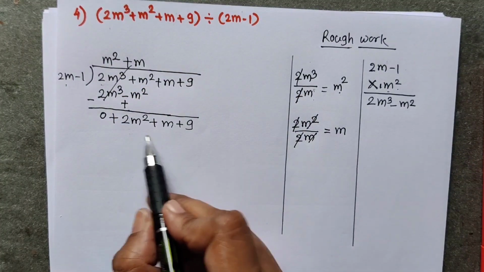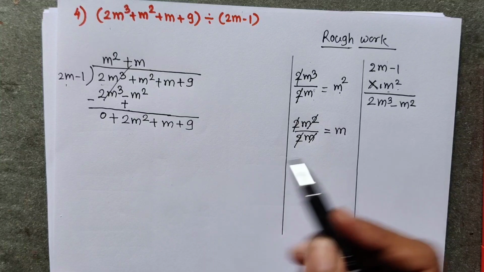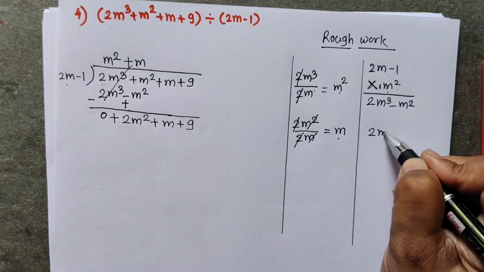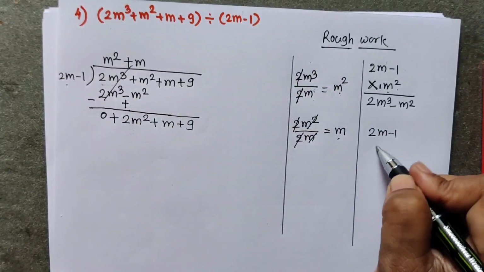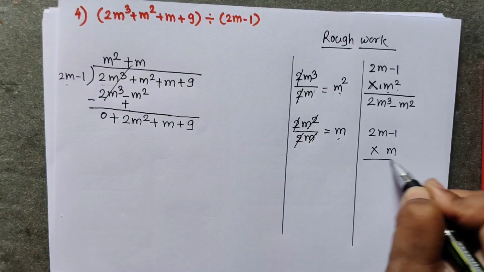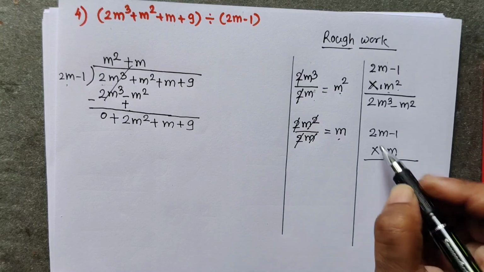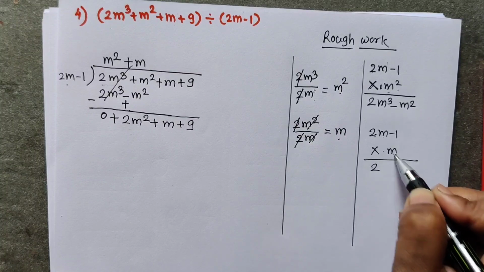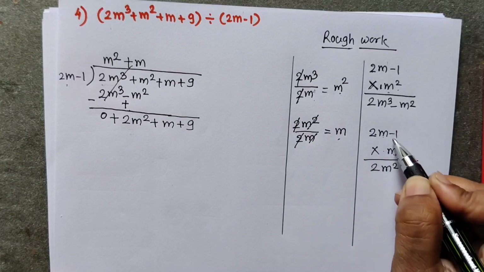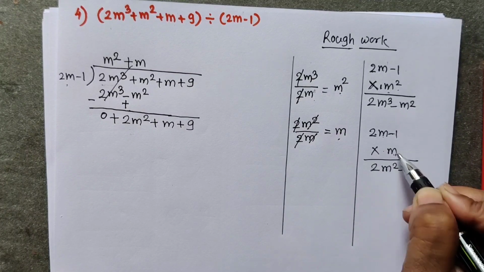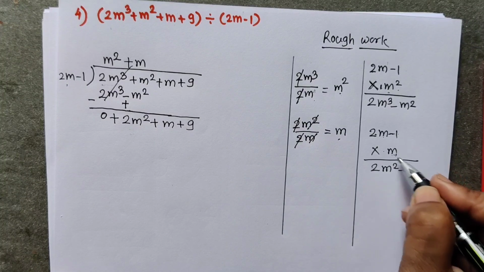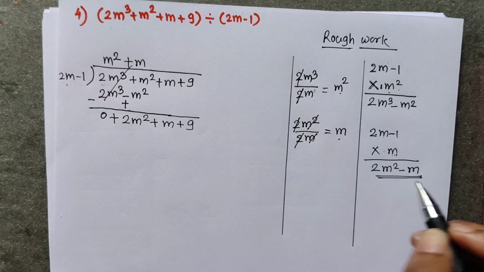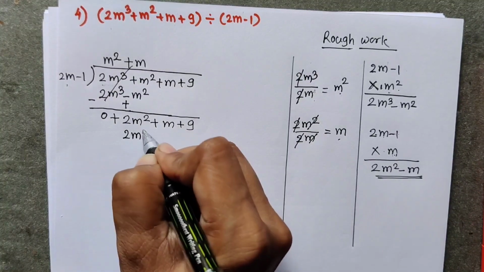Now what we have to write here below the dividend in the second step, that we can find out when we multiply by m to the divisor. Divisor is 2m minus 1. Now multiply by this m. 2m into m, 2 into 1, no coefficient means 1 is there, 2 ones are 2, m into m is m square, we know that now. Now minus sign is there, put the minus sign. 1 into m, 1 multiplied by any number, answer is that number, 1 into m is m.